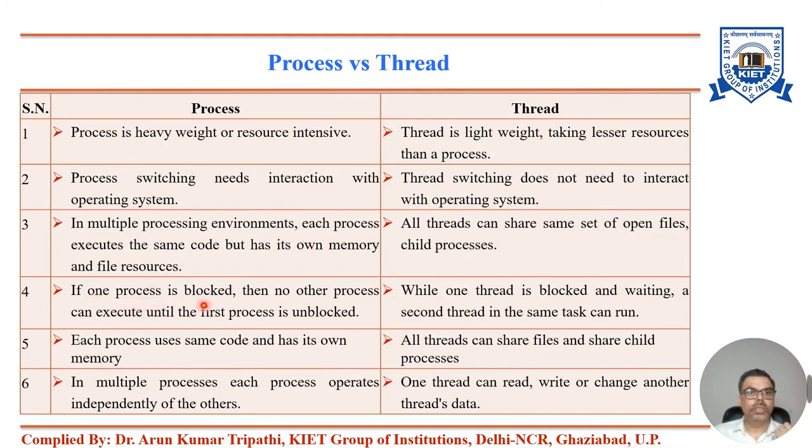If one process is blocked, no other process can execute until the first process is unblocked. While if one thread is blocked and waiting, a second thread in the same task can run. Each process uses the same code and has its own memory. All threads share the files and the child processes. In multiple processes, each process operates independently of the others, while threads share or exchange the data in the data space.